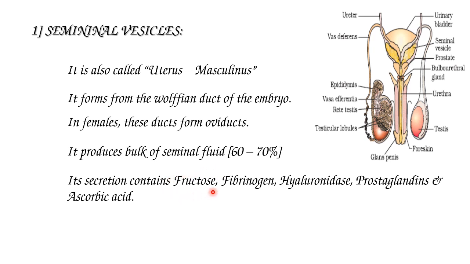Fructose is also present in blood, but it is formed due to digestion of carbohydrates in the digestive system, and it is absorbed into the blood to carry to various parts of the body. Whereas in the seminal vesicles, they secrete the fructose.